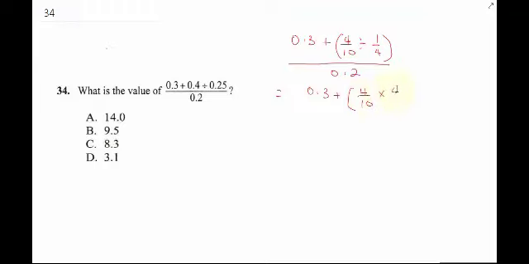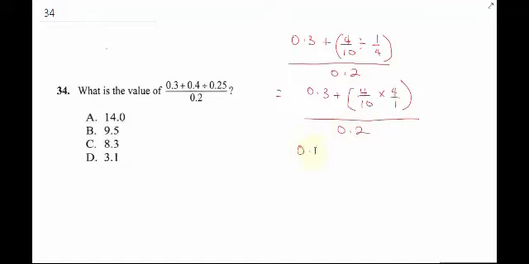Okay, so our next question says, what is the value of, okay, that's the question. So we're going to do 0.3 plus, here I'm going to have, now 0.4 is the same thing as 4 over 10, divided by 0.25, which is the same thing as 1 over 4, all divided by 0.2. So in order to evaluate this, this will be 0.3 plus, now this is 4 over 10 times 4 over 1, all divided by 0.2.